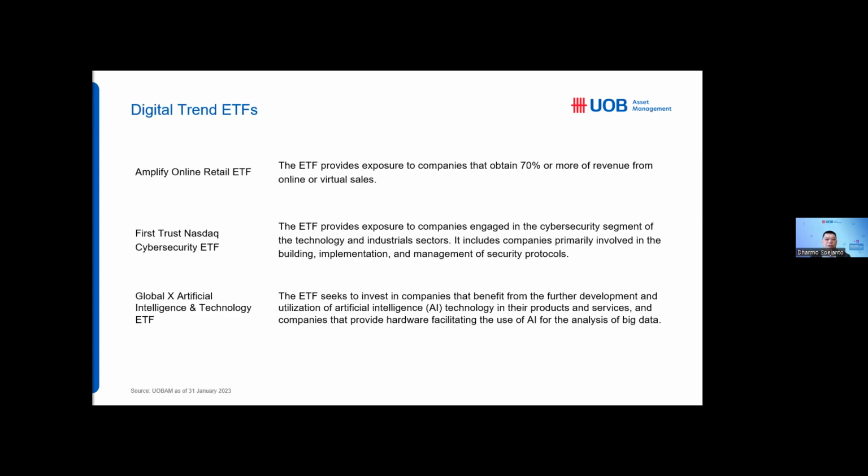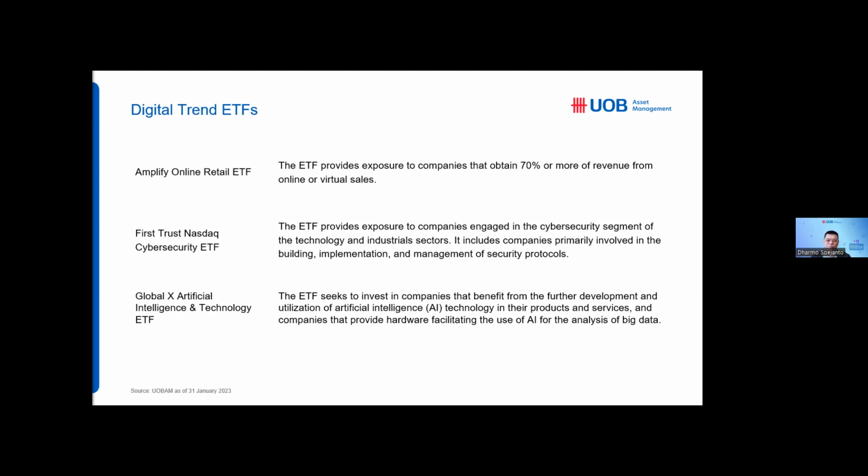On the digital trend, there are three parts to it, really. One is obviously online retail. That probably overlaps a bit with the millennial spending, but here we are really focusing on online retail. The second part is cybersecurity. We think that's a big trend that is part of the digital infrastructure. And then, of course, we have the artificial intelligence and technology ETF. As you are aware, probably the hottest topic going around this year is ChatGPT, and that's really about artificial intelligence.